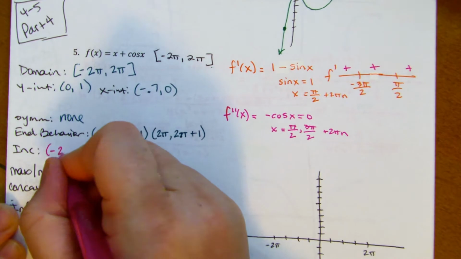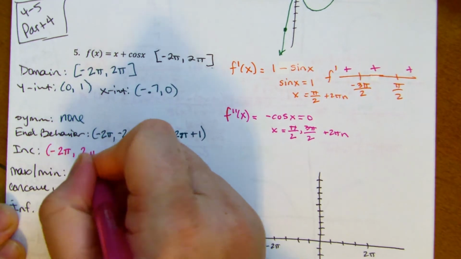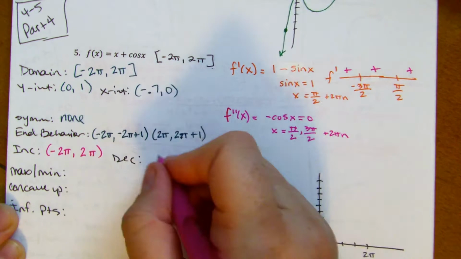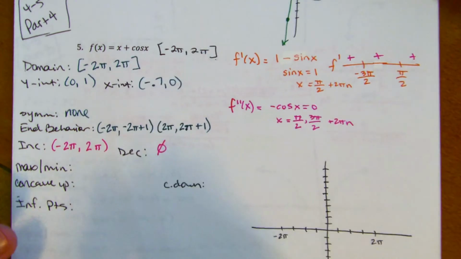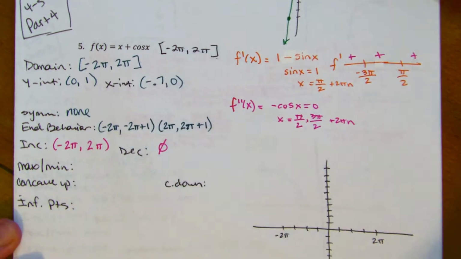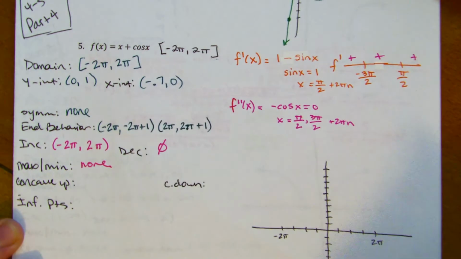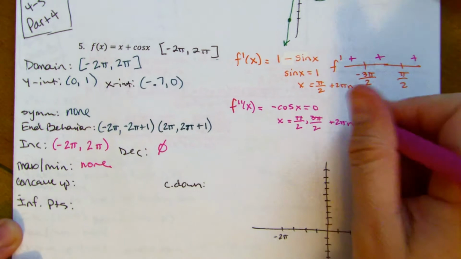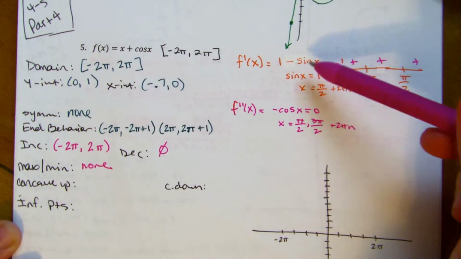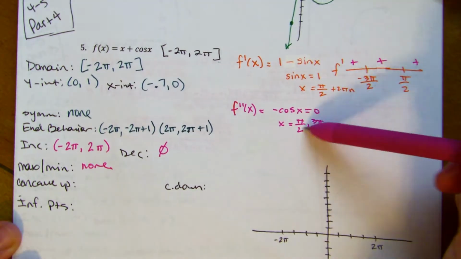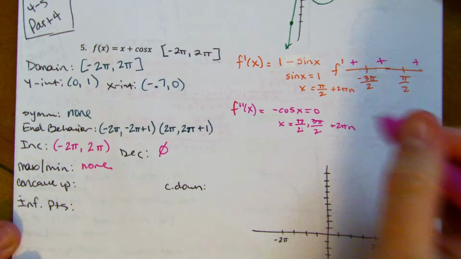So we're going to say from negative 2 pi to positive 2 pi, and that means it's not decreasing at all. Okay? No signs alternate, which means there are no max and mins. And so we can move on now to finding the second derivative. Again, just taking the derivative, set it equal to 0, and we found those values plus 2 pi n.